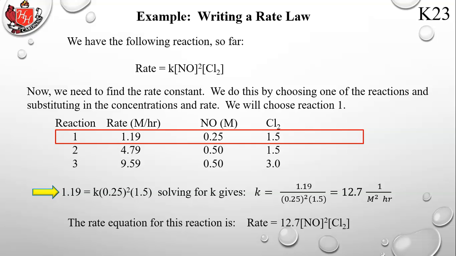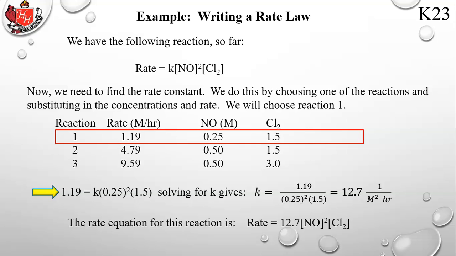So let's take experiment 3. If we took the value of NO in experiment 3, that's 0.5, and put it in where NO is, take the value of 3 for Cl2 and put it where Cl2 is, and then run the math on that and multiply by 12.7, the rate constant, it will give us the rate that we see over here for experiment 3, which is 9.59. That would be the answer you would come out with. So it tells you for any 2 concentrations of NO and Cl2, given that rate constant, you will get a certain rate. It'll tell you how fast that reaction will be taking place at that time.